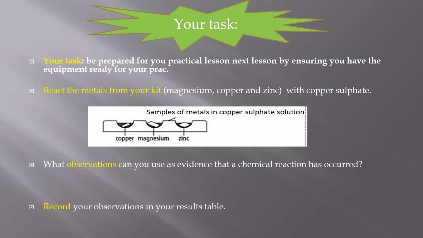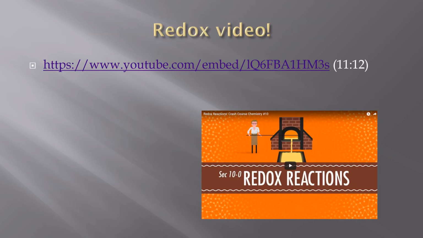Essentially, we're going to use a little spotting tray, a bit like this one here. And you put a little sample of copper sulfate in each of those little wells of that spotting tray. Then you put copper metal in one, magnesium in another, and zinc in another, and observe the reaction that occurs. There's a good video on Redox Reactions, these Crash Course ones that I suggest you go and check out, which round off your understanding just nicely.